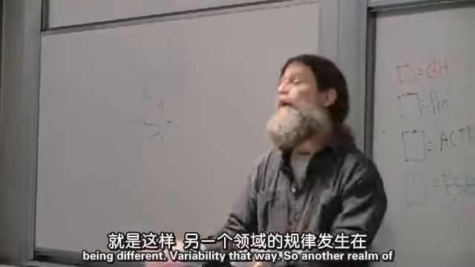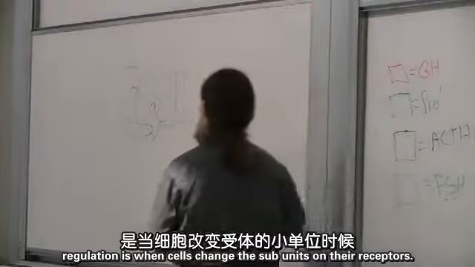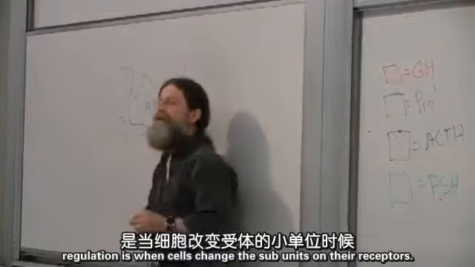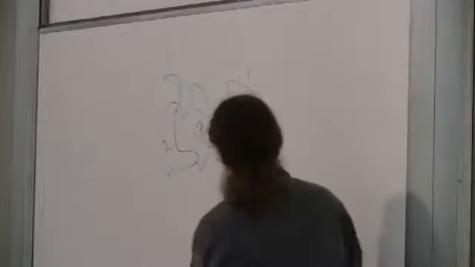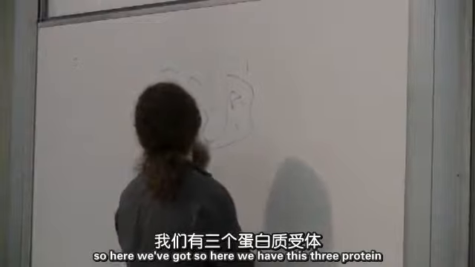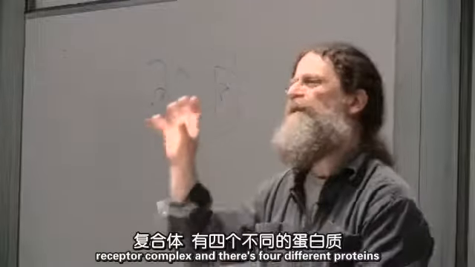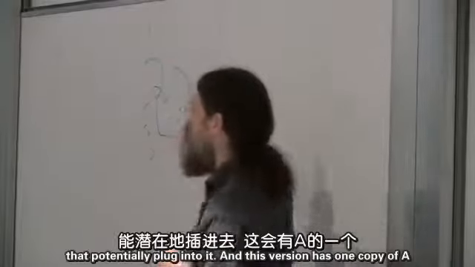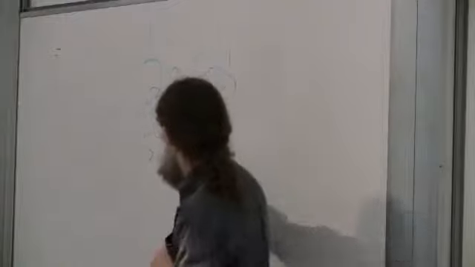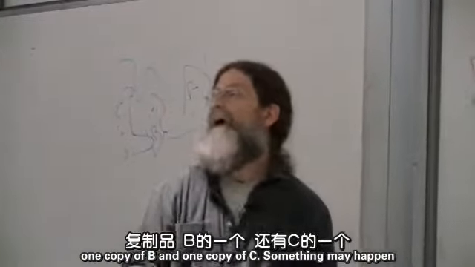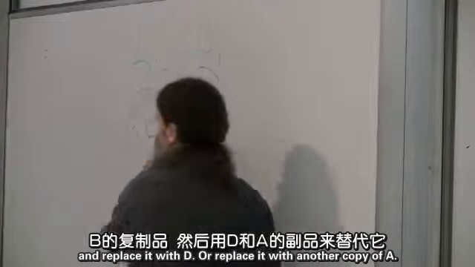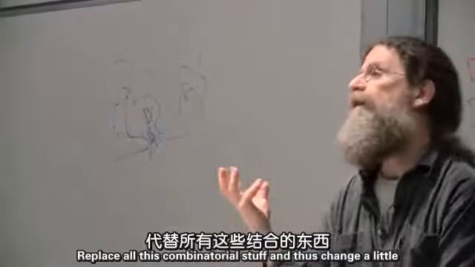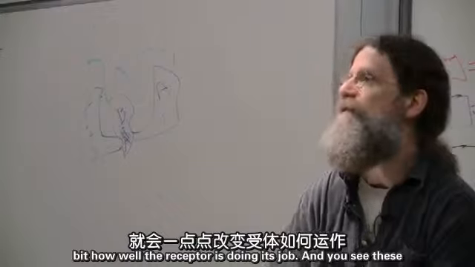Variability that way. So another realm of regulation is when cells change the subunits on their receptors. When cells will cause, say, degradation of... so here we have this three protein receptor complex, and there are four different proteins that potentially plug into it, and this version has one copy of A, one copy of B, and one copy of C. Something may happen which will cause the neuron to degrade the copies of B and replace it with D, or replace it with another copy of A, all this combinatorial stuff, and thus change a little bit how well the receptor is doing its job.